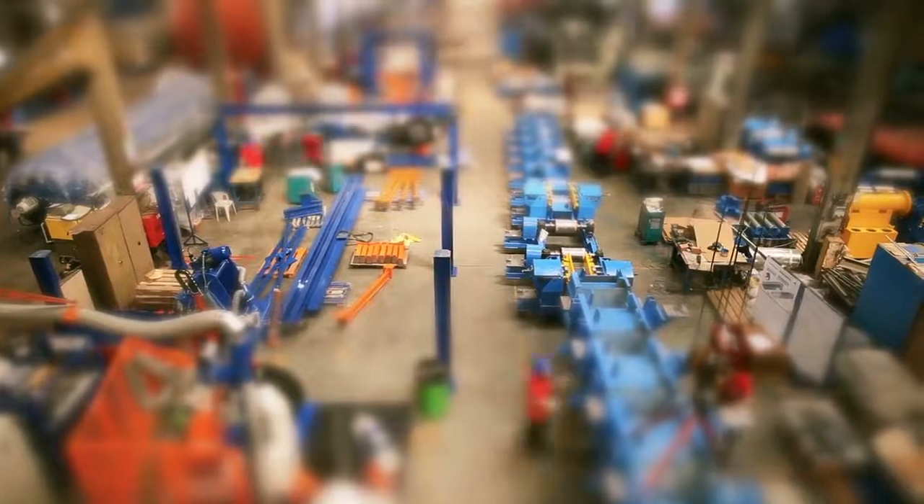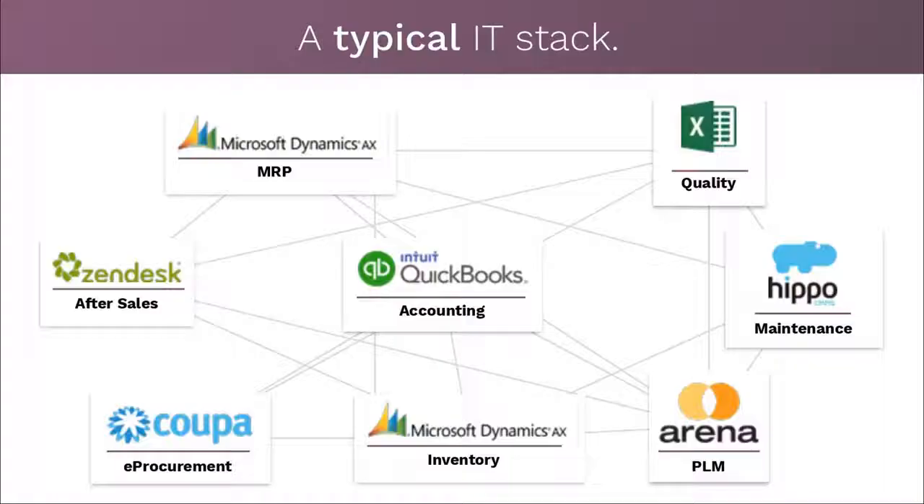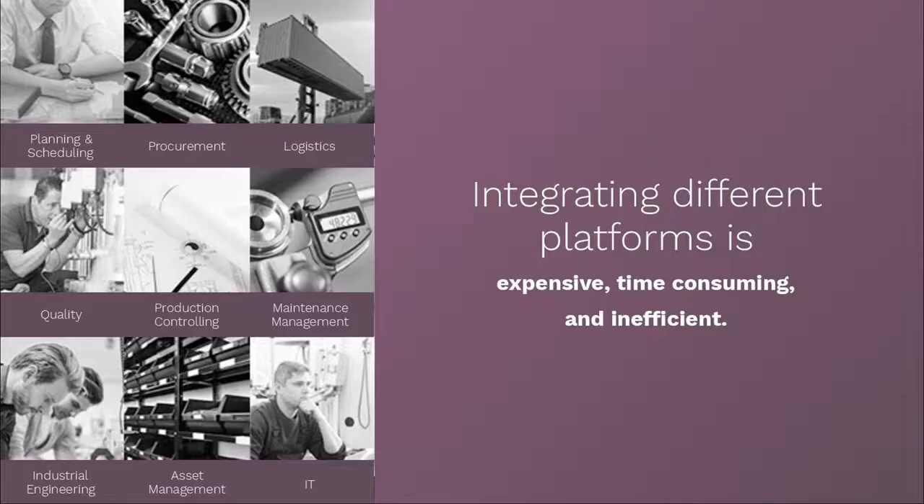The average manufacturer might use as many as 10 different applications to run their business. With each department using a different software solution, keeping everyone on the same page isn't easy, especially when everyone has their own version of important documents, and software integration can be a nightmare. It's expensive, time-consuming, and inefficient.